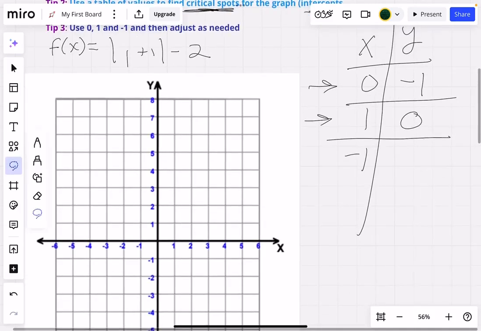Okay, so let's go back to this and we're gonna plug in a -1 now. -1 plus 1 is 0. 0 minus 2 is -2. Okay, let's plot.